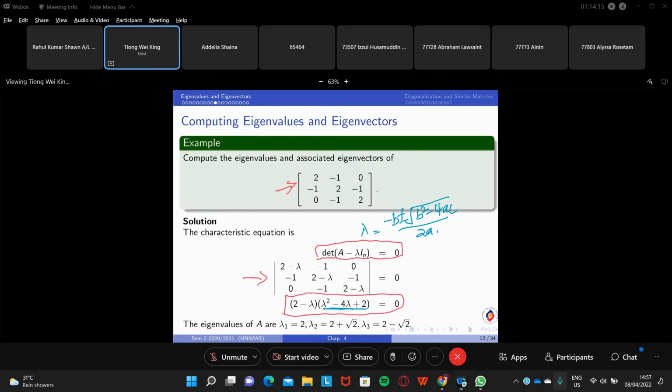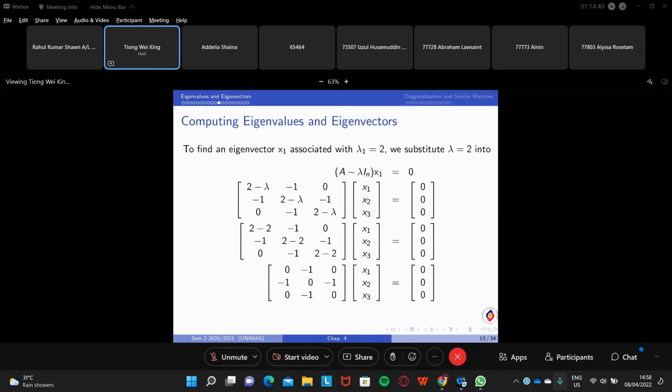So for this part, you need to apply the formula. If you apply the formula, you will get 2 plus root 2, 2 minus root 2. So from here, you get lambda equals to 2. So again, for this matrix, we have 3 eigenvalues, lambda 1, lambda 2, lambda 3. For each lambda, you need to find the eigenvector.